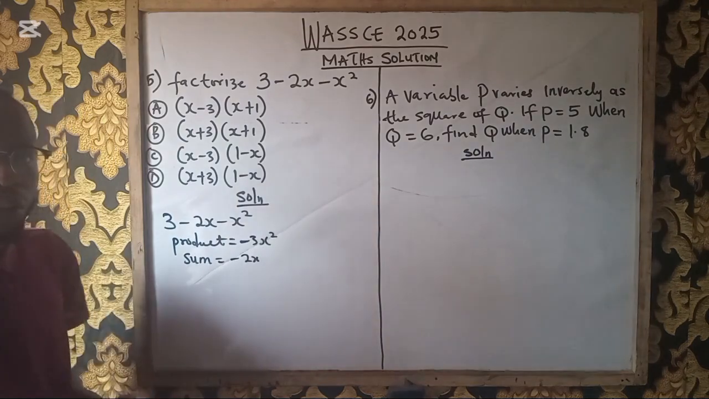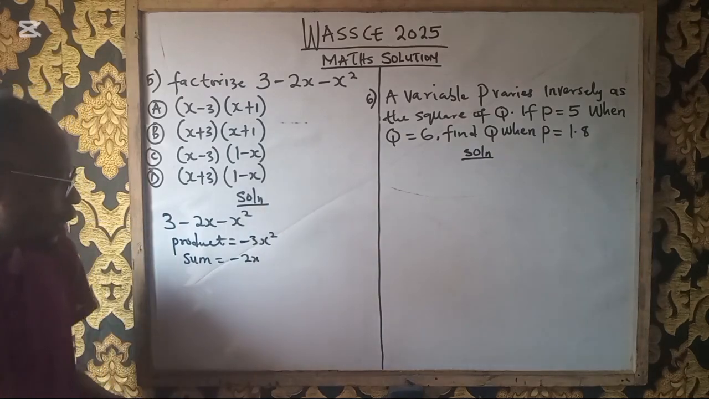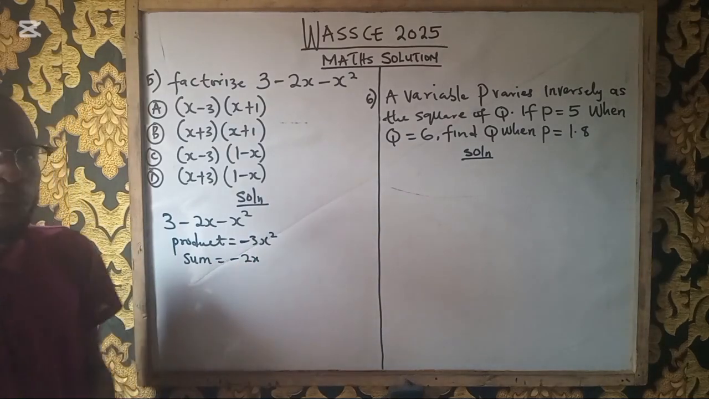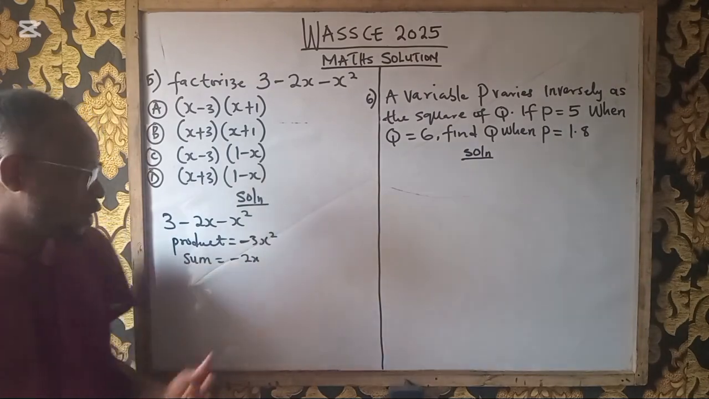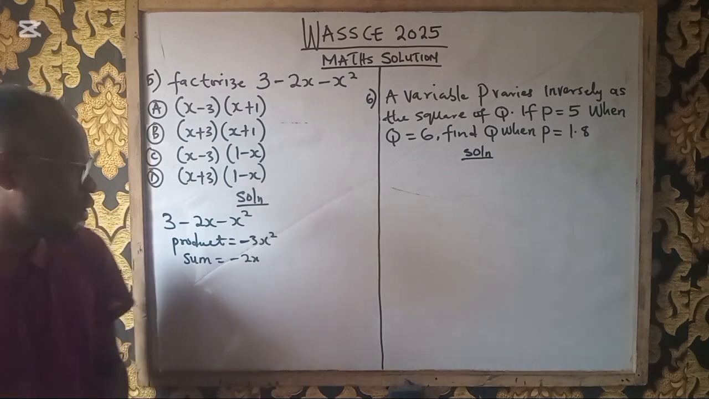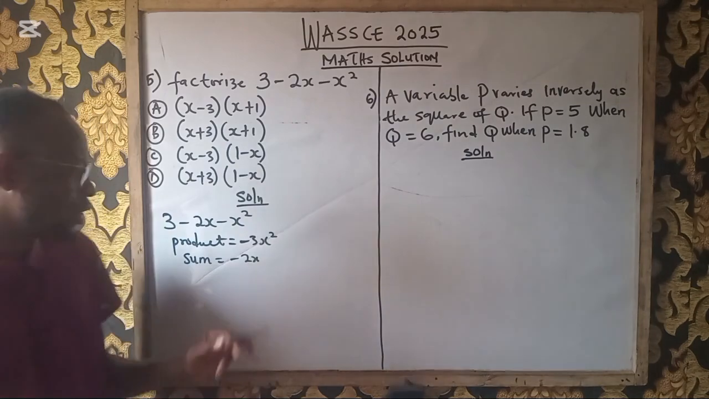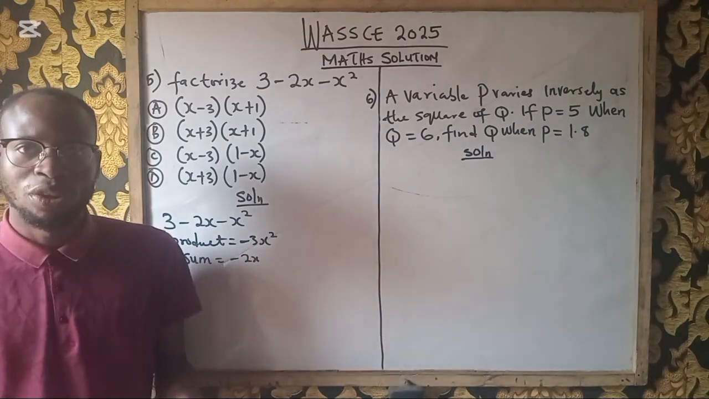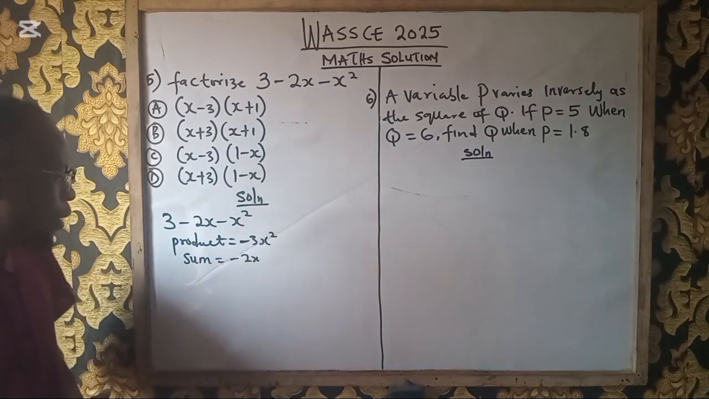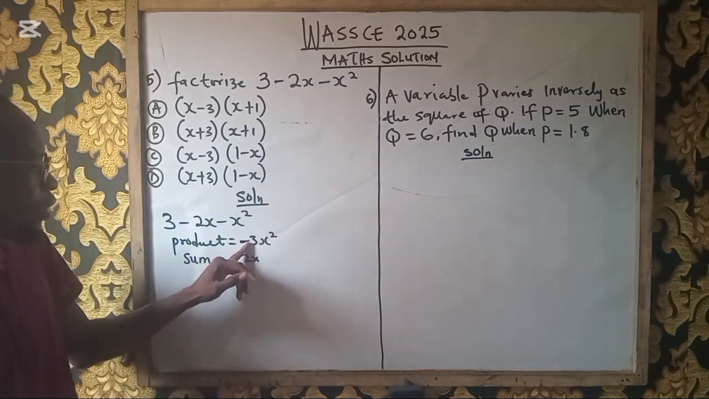Then after that, you think of two factors. You look at two factors that when you multiply together will give you exactly 3, and when you add or subtract them will give you exactly what? 2, irrespective of the signs for now. So what we should use is what? 3 and 1. 3 multiplied by 1 will give us 3, and 3 minus 1 will also give us what? Minus 2.